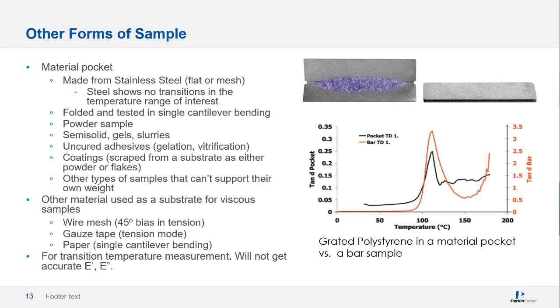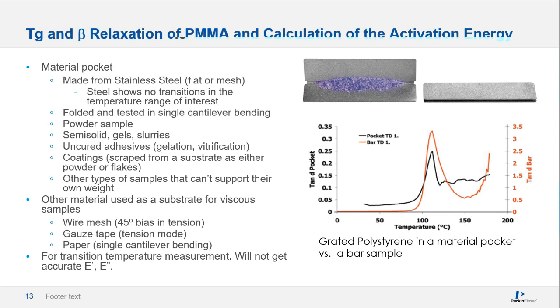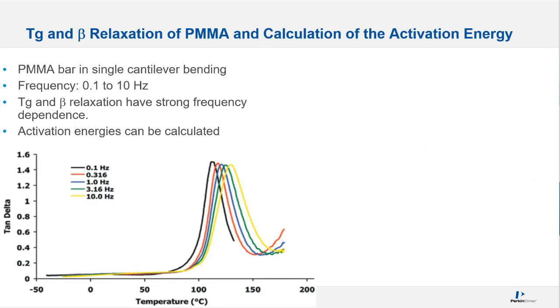Other materials may also be used as a substrate for viscous samples, such as wire mesh, a gauze tape, or a strip cut from a business card. In this example, a bar of PMMA was clamped in the single cantilever bending clamps and cooled with liquid nitrogen to negative 25 degrees. The experiment collected data at all frequencies during the same experiment. A clear glass transition is observed between 100 C and 150 C on the tan delta peaks.